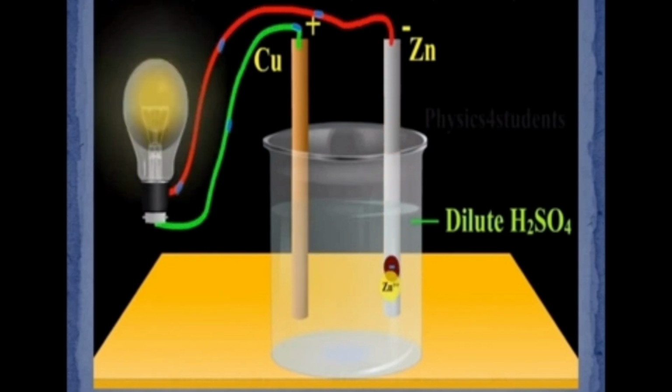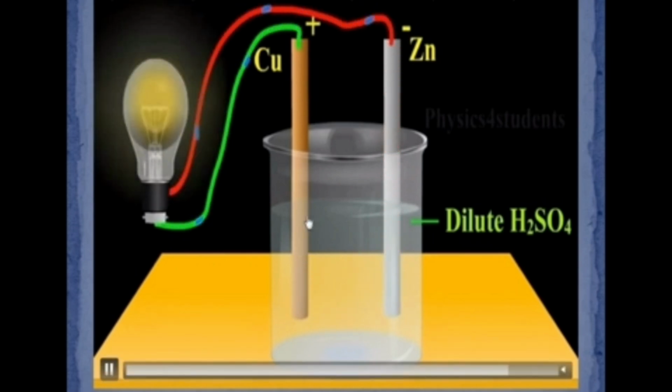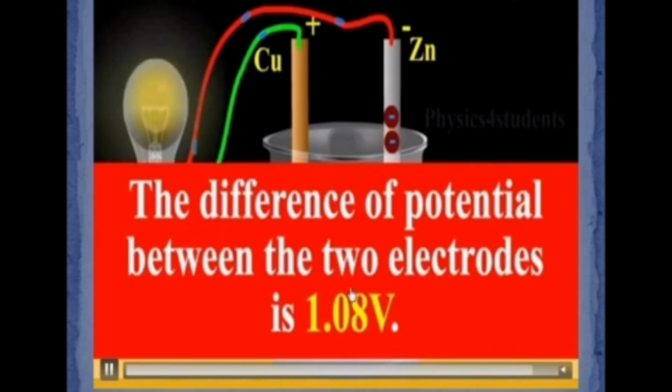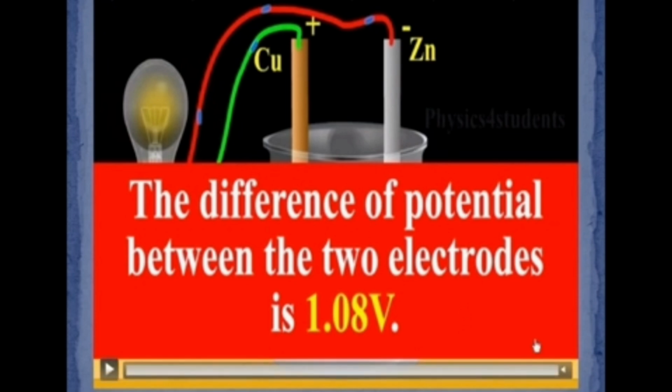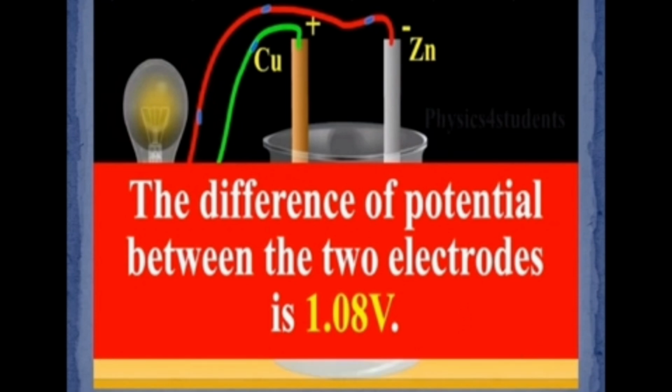So commercially, electric cells are called batteries. We use the word batteries, whether it is a small battery, a big battery, or the big battery used in a UPS. In all of them, chemical reactions are producing the current. Due to that reaction it releases 2 electrons and 2 protons. The difference of potential between the 2 electrodes is 1.08 volt. That is the potential difference between the copper and zinc rod. So it's called electric cells and batteries.